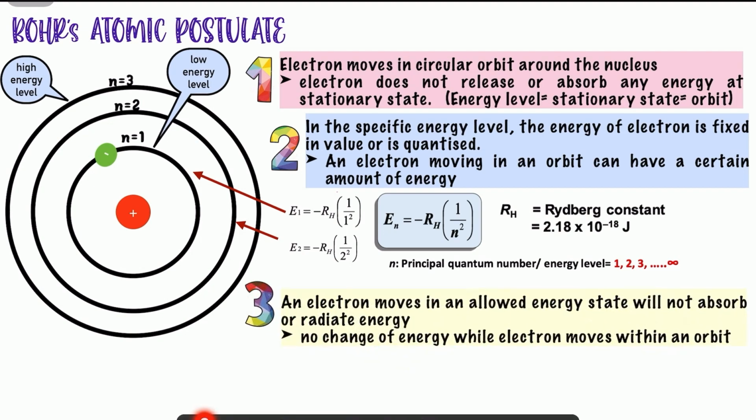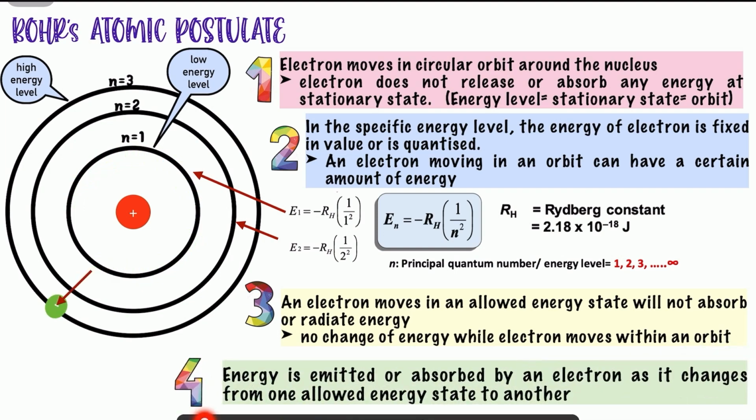Third, an electron move in an allowed energy state will not absorb or radiate energy. There is no change of energy while electron move within an orbit. And the last one, energy is emitted or absorbed by an electron as it changes from one allowed energy state to another.